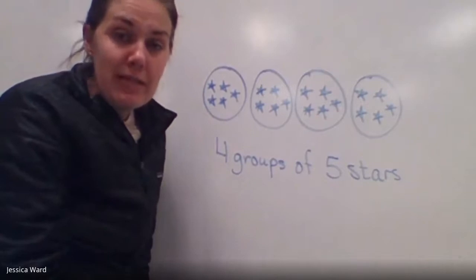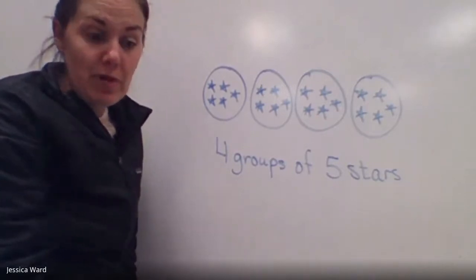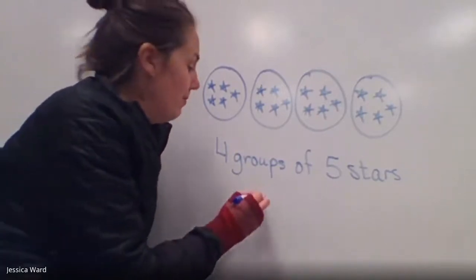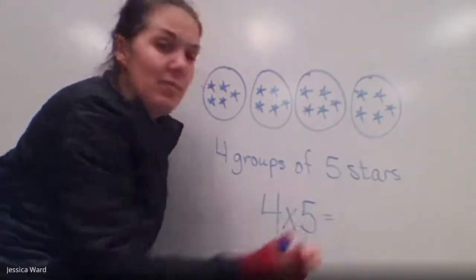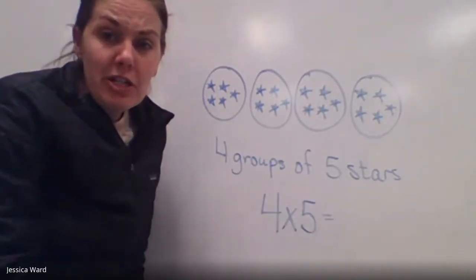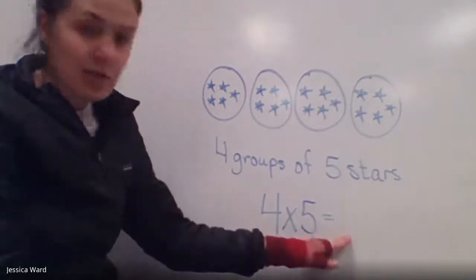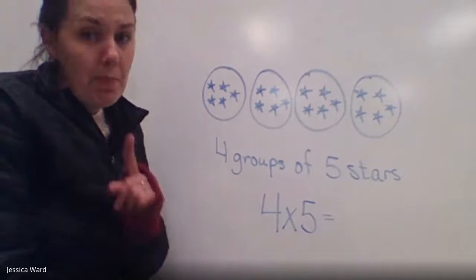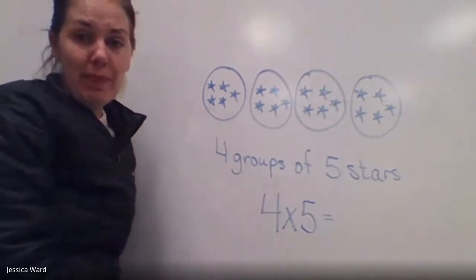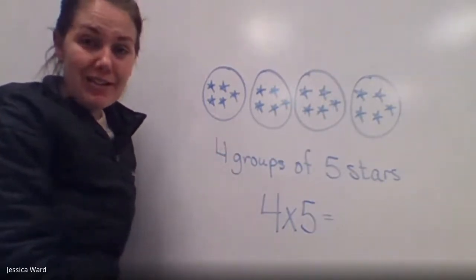Now C says write the product. The product means the answer to a multiplication problem. So they have 4 times 5 written in. And you may be saying, oh my gosh, teacher Jeff, how can I write the answer to a multiplication problem? I don't know how to multiply yet. But if you go back and look at your picture, you can find the answer.